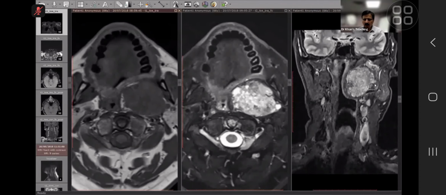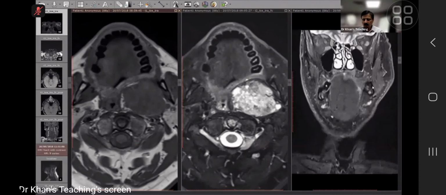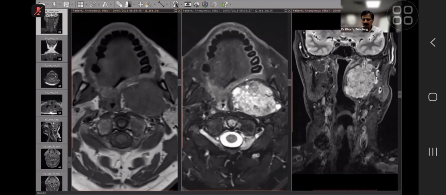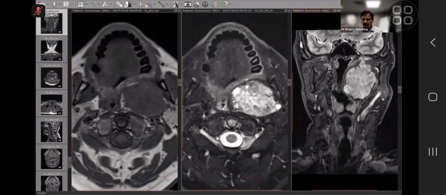Now, if you go to coronal, go to your anatomy, and if you stretch your imagination, this is the cavernous sinus, and this is the foramen ovale. It's not going into that, but on this sequence, we cannot rule that out without contrast. So the epicenter is in the masticator space.